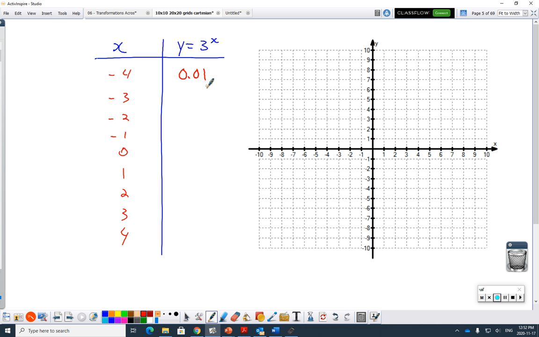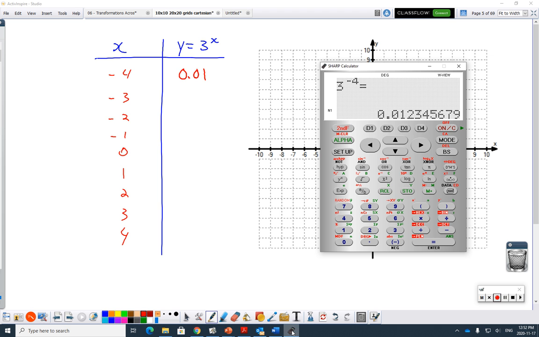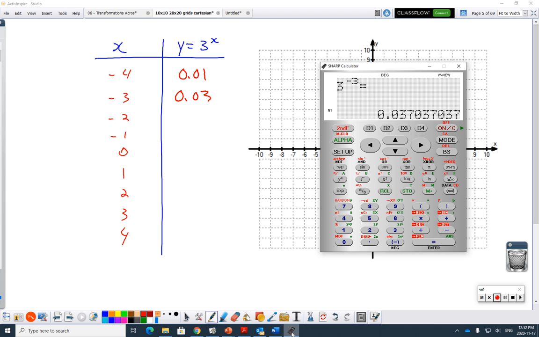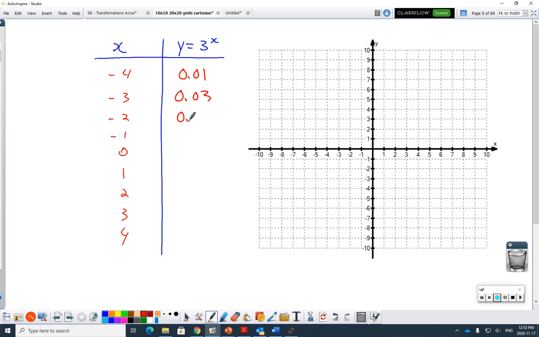Mysterious. File that away. When I get to the part where it says, do you have any questions here, maybe your question is, how does 3 to the -4 become 0.01? And I'll talk about it. But for now, let's just trust the calculator and do 3 to the power of -3. 0.03. 3 to the power of -2. 0.11. 3 to the power of -1, 0.33.